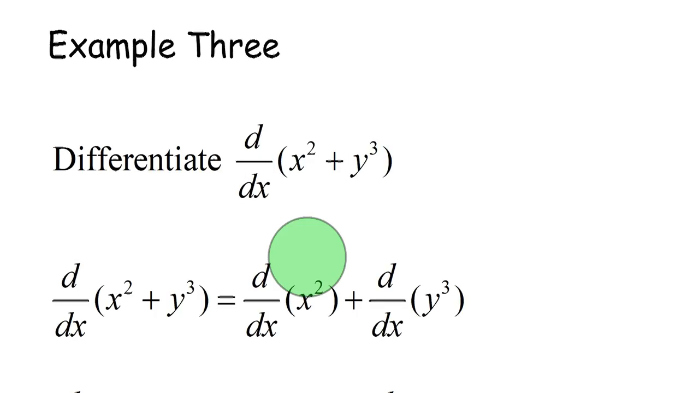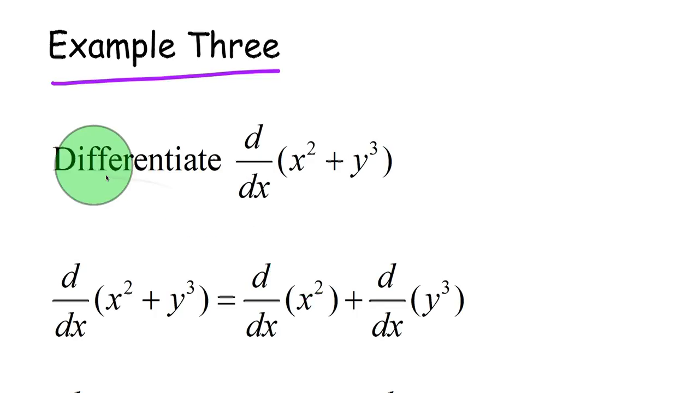All right, example 3. We're going to differentiate, or take the derivative of, x squared plus y cubed. I want to do a mixture here. Notice that the first thing that we're taking the derivative of is the same, so we don't have to multiply by dy/dx because it's the derivative of x squared with respect to x. However, the second thing is in terms of y, so we will have to use implicit differentiation.